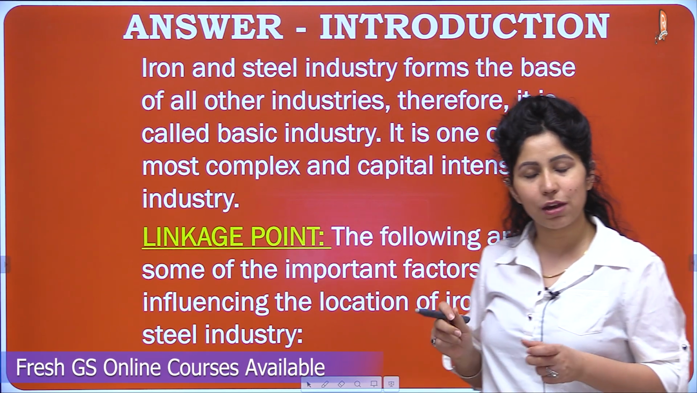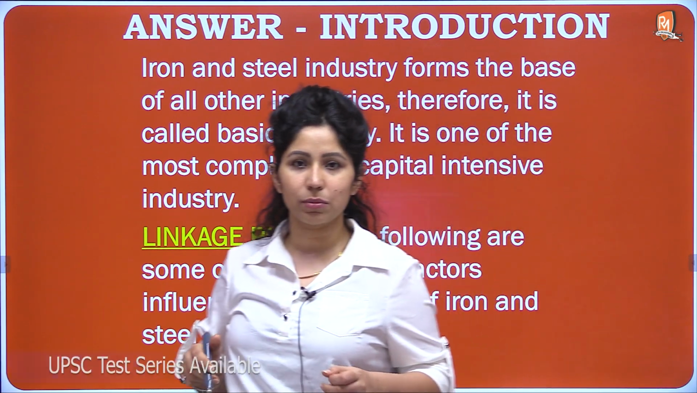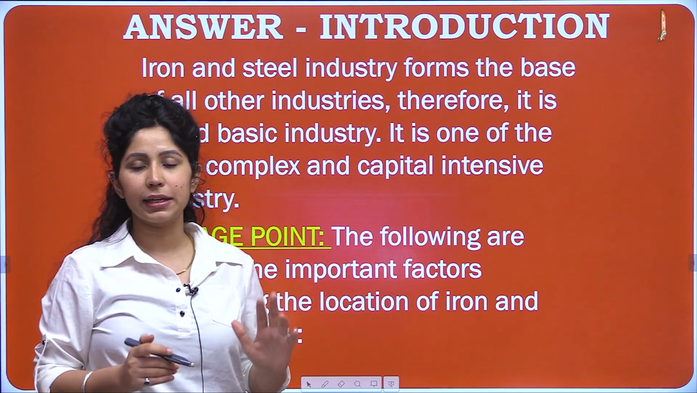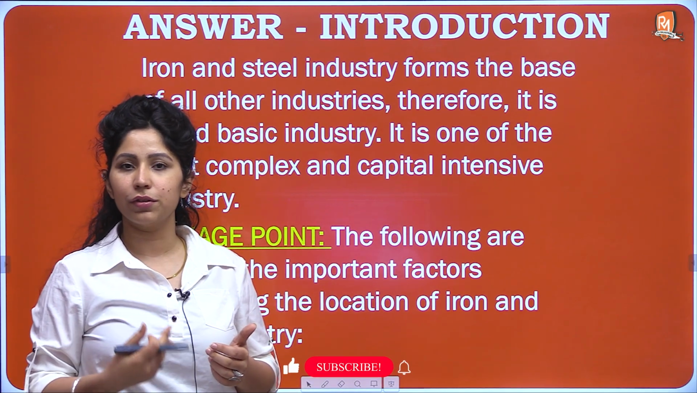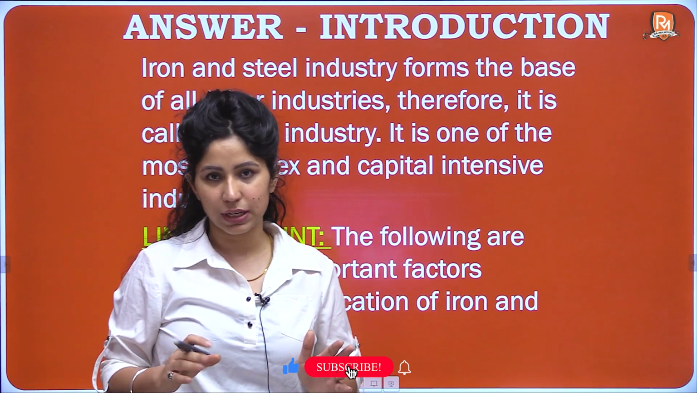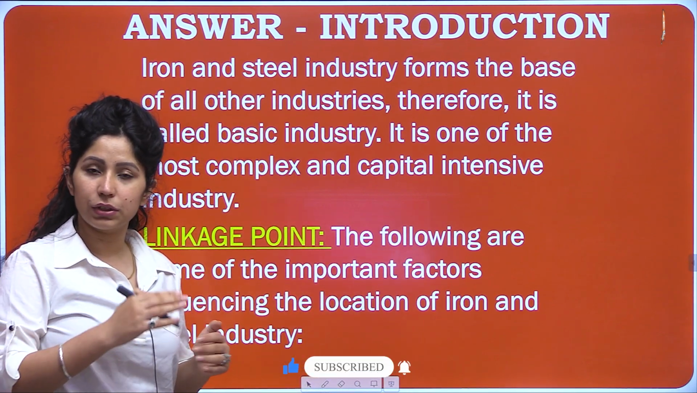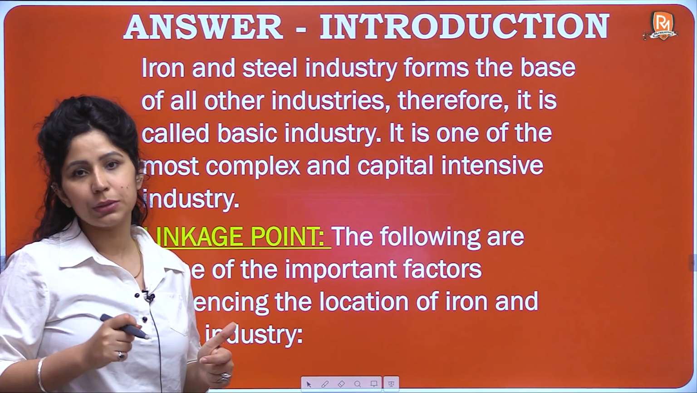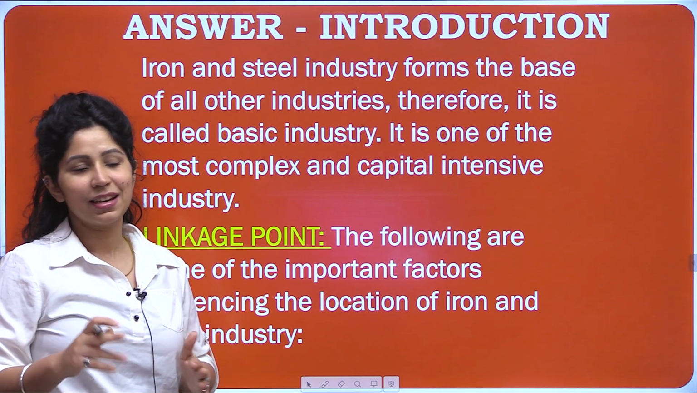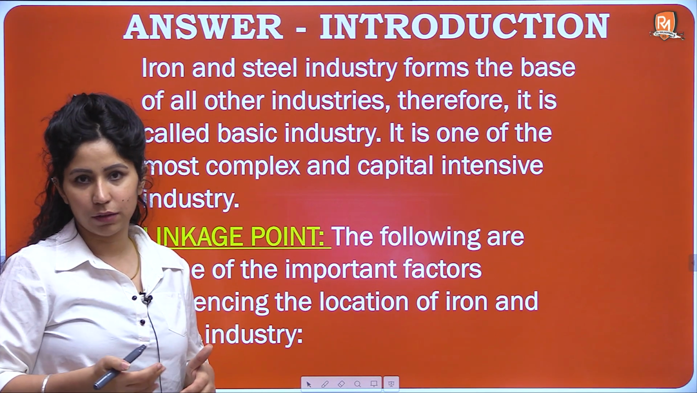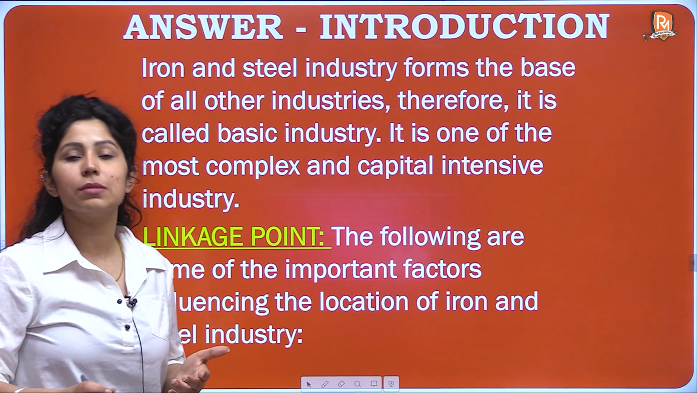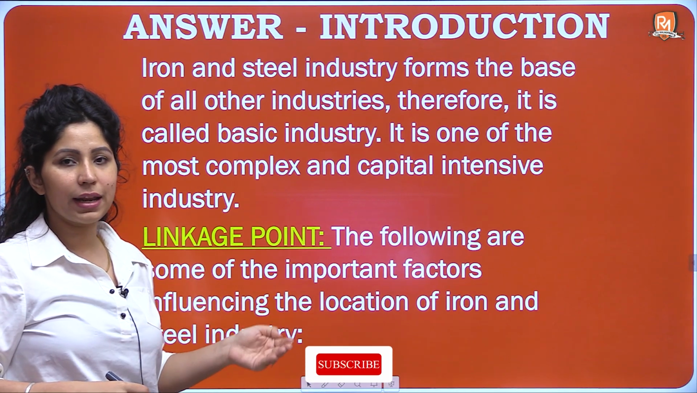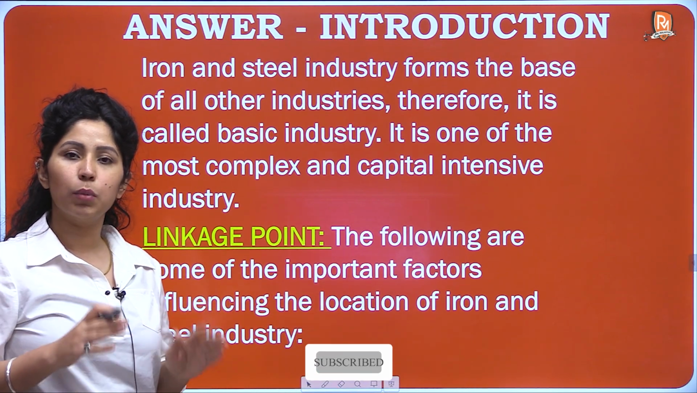See, this answer has to be given in 150 words. So, we will not beat around the bush. We have given the importance of this industry and right away we will just jump on to writing about the factors which are important for the location of these industries. And there is something very important with respect to location of these industries. A question has been asked by UPSC in 2022 mains and 2020 mains about how the factors have changed and analyze the factors responsible for the location of these industries away from the raw material points. So, using the linkage point, we will move towards the body paragraph.